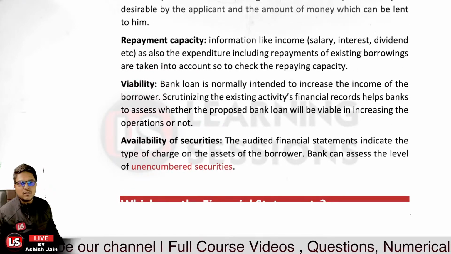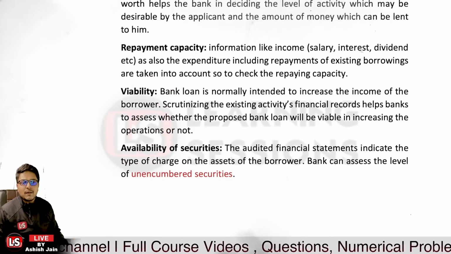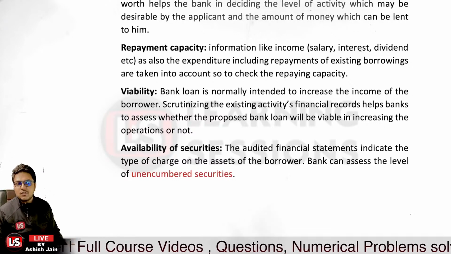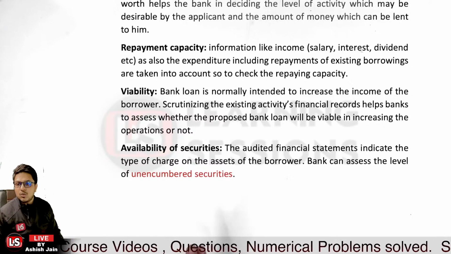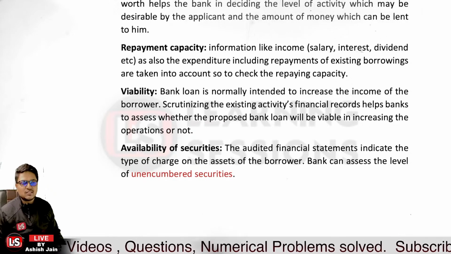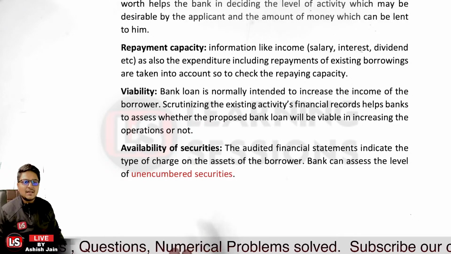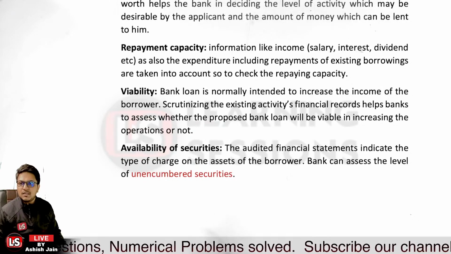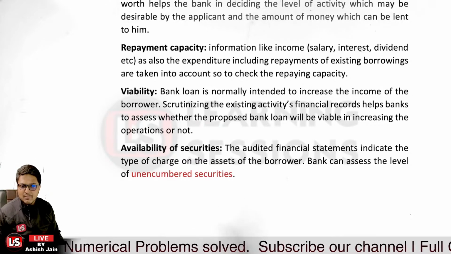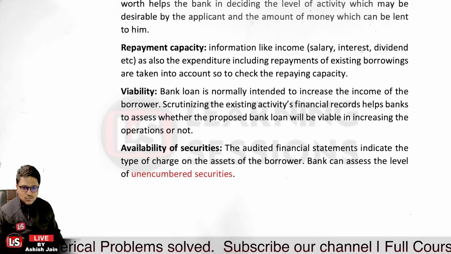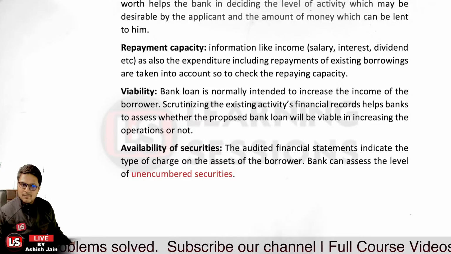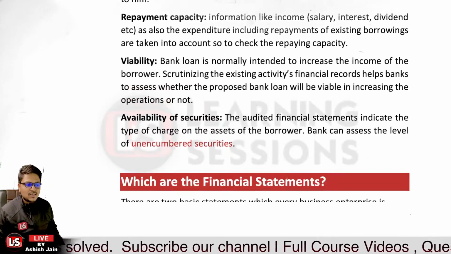And it is related to the availability of securities. The audited financial statements indicate the type of charge on the assets of the borrower. So what type of charge is created on the assets of the borrower? The bank can assess the level of unencumbered securities available. Now what is unencumbered? Unencumbered means those securities on which no charge is created. Okay, so these are the aspects over there.